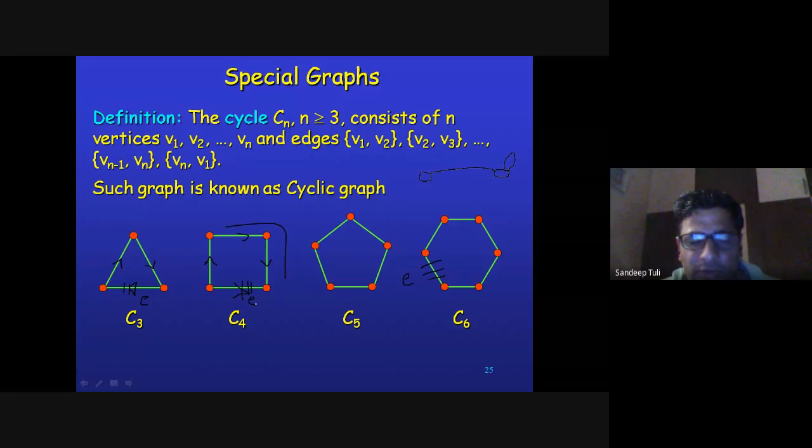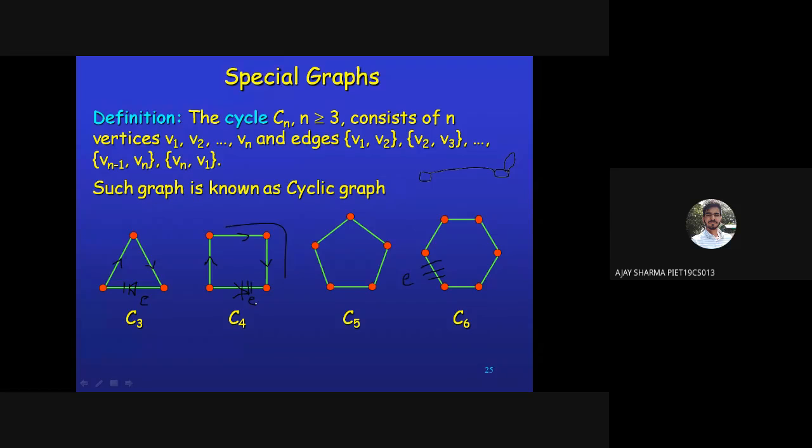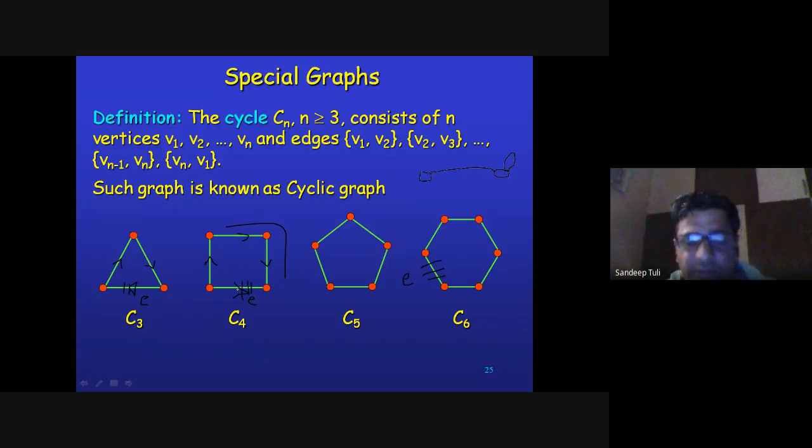Just try to reform that particular diagram in your mind. Without that edge E, only 3 edges are there. Sir, if I am removing edge E also, then are we removing the vertex also, or are there only 4 vertices? Very good question. No, I am only going to remove the edge here.